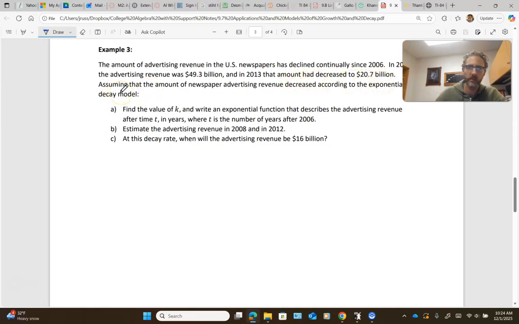And it says, assuming that the amount of newspaper advertising revenue decreased according to the exponential decay model that we were using above. Write it again here real quick. We want to, part A, find the value of k and write an exponential function that describes the advertising revenue after time t in years, where t is the number of years after 2006.